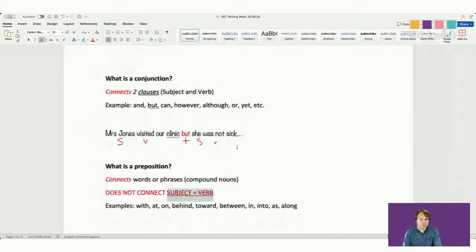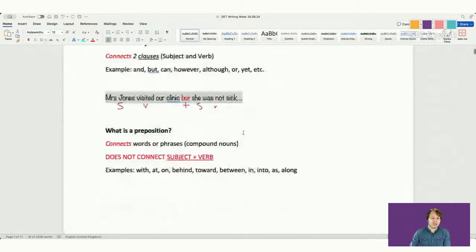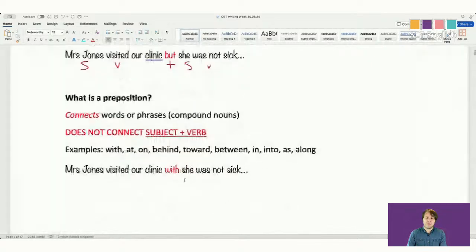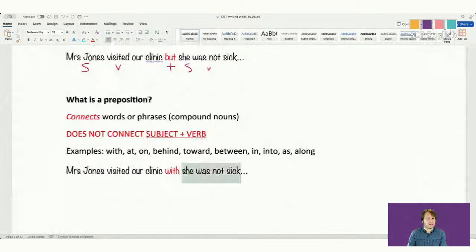So, for example, let's take this example. Mrs. Jones visited our clinic. Guys, look at this. Is this correct? Can I say with she was not sick? Can I say with?